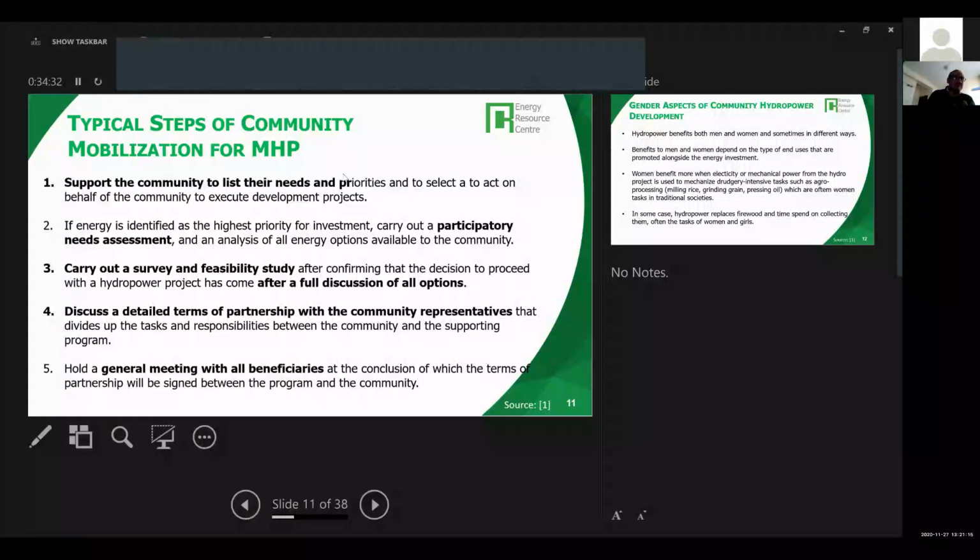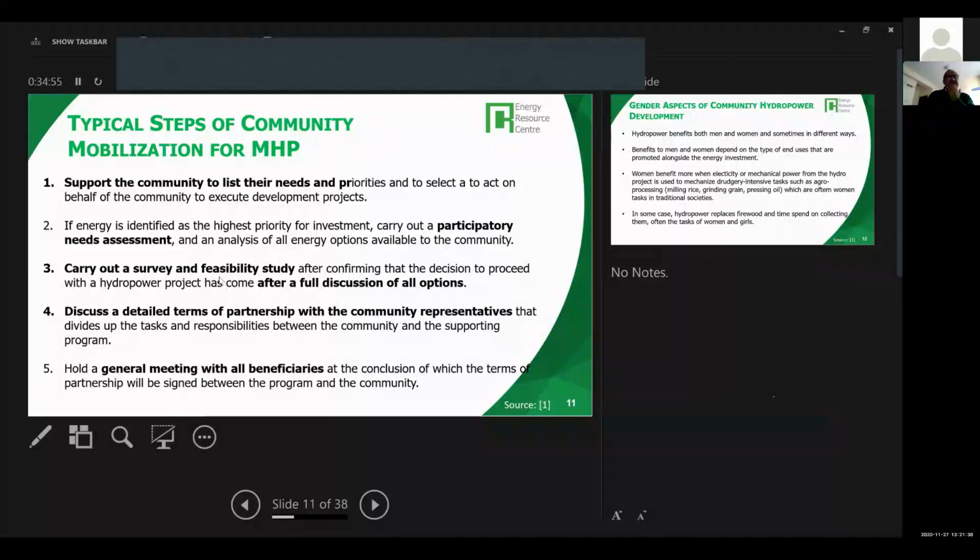So if you develop a mini or micro hydro project at the community level, you have to ensure the community mobilization, that the community are developed. This is the experience of some programs in Nepal, Afghanistan, Pakistan, and other countries.